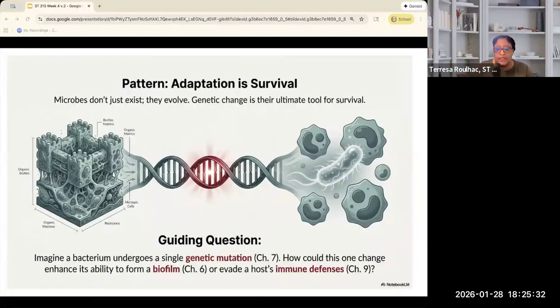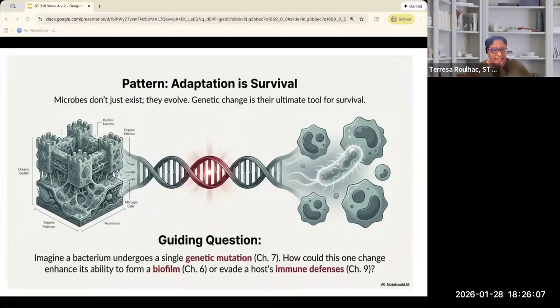Now we're bringing it all into a logical sequence. In one short phrase, based on what I just mentioned, what does a biofilm give a bacterium?